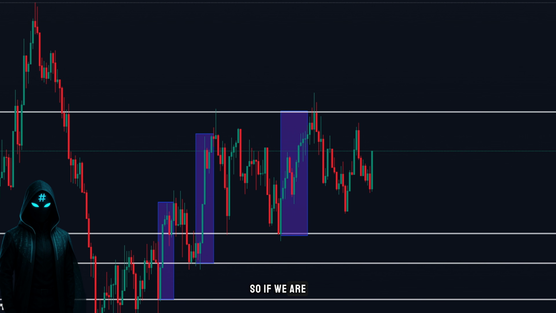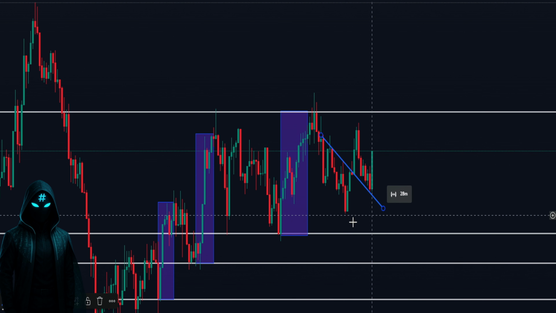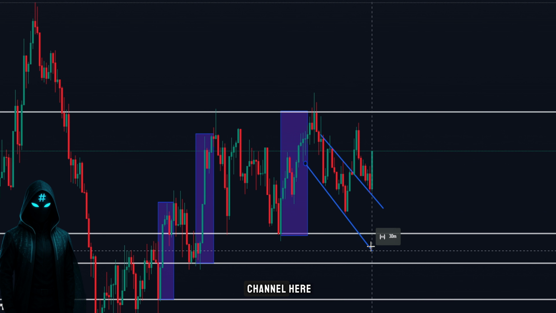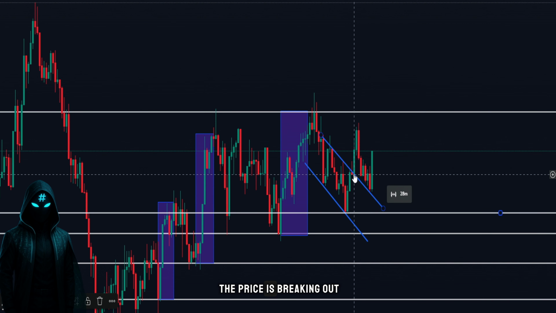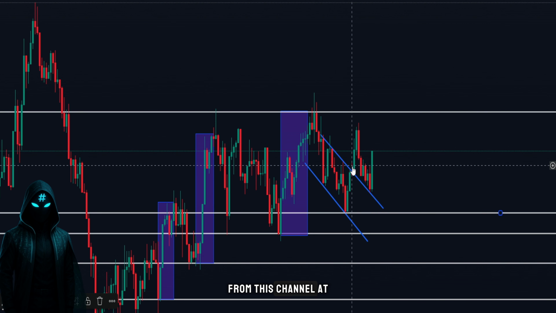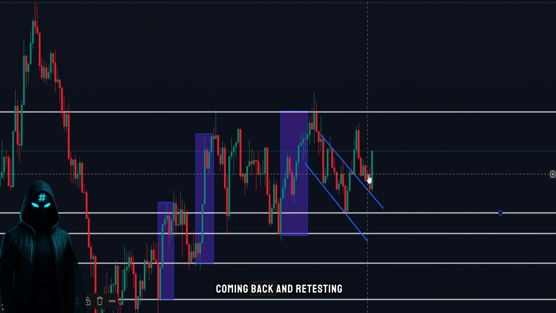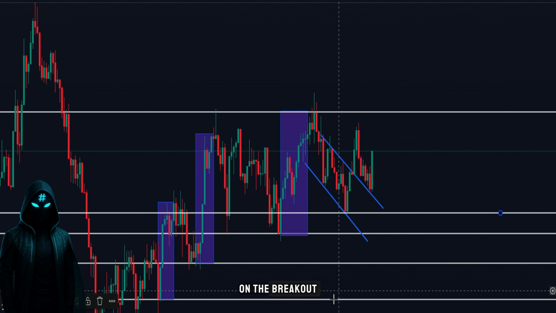So if we are to highlight our pullback out here, we are having this pullback here. So the price is pulling back in this channel here. That is giving us our pullback, and we are seeing that the price is breaking out from this channel at this level here, and then it is coming back and retesting on the breakout.